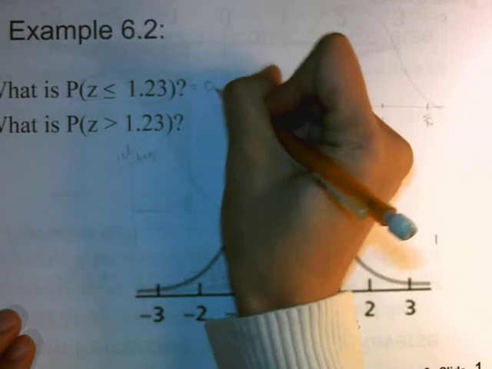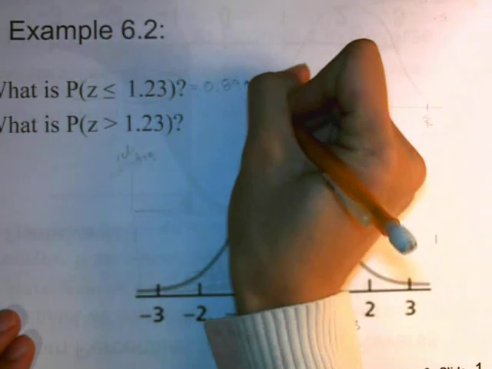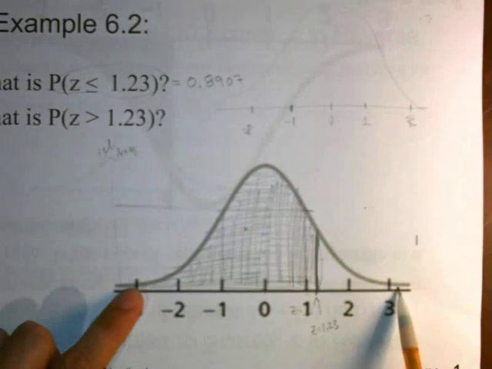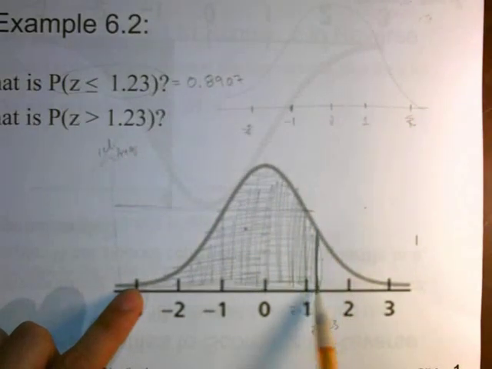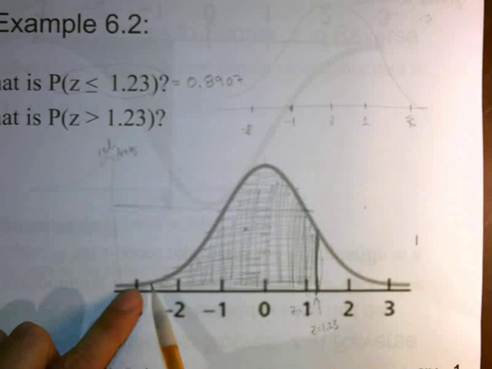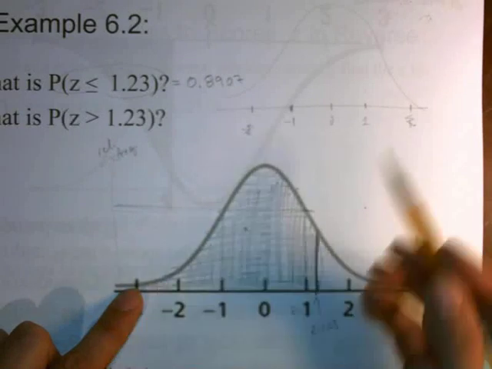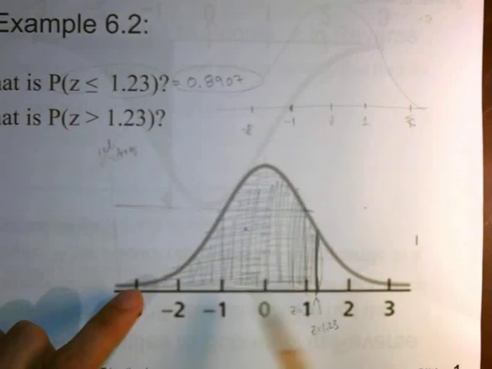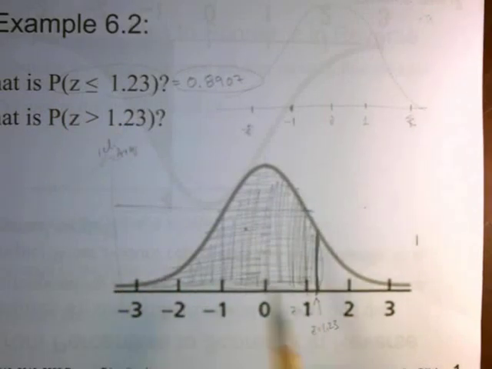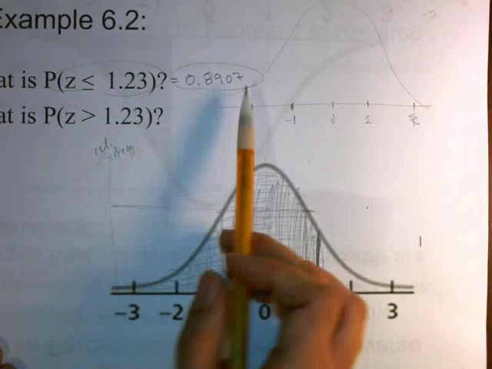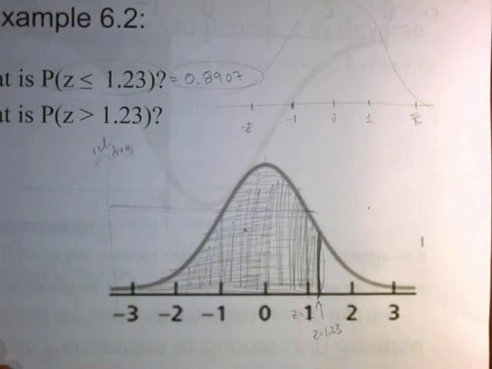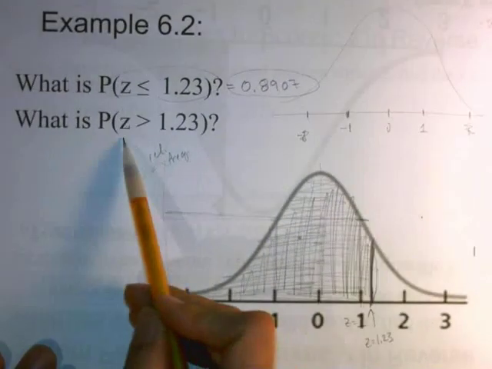Okay, so I found that that is 0.8907. So the area under this entire curve is 1, and the area to the left of 1.23 is 0.8907. So the probability that any z value that we were to randomly select was less than or equal to 1.23 is 89.07%, or just 0.8907 in decimal form.